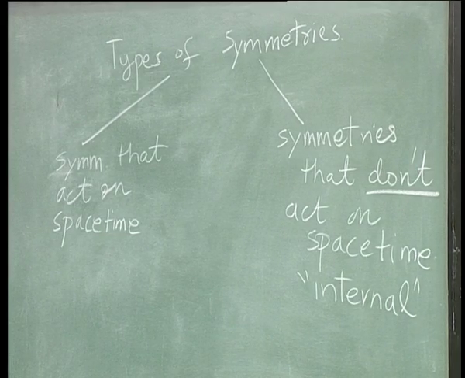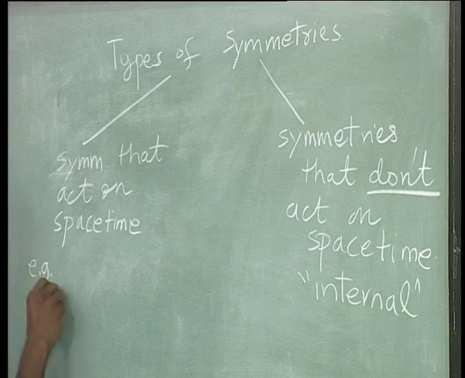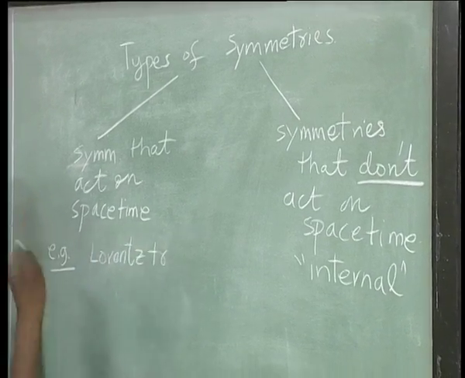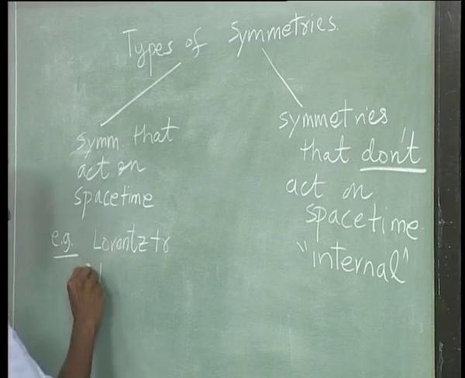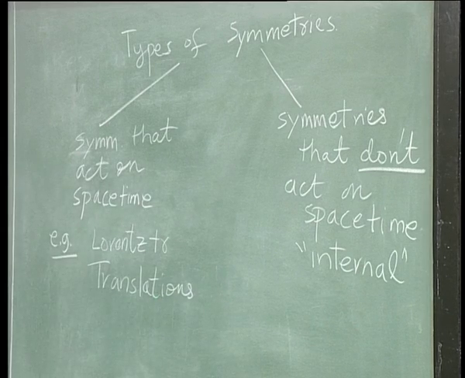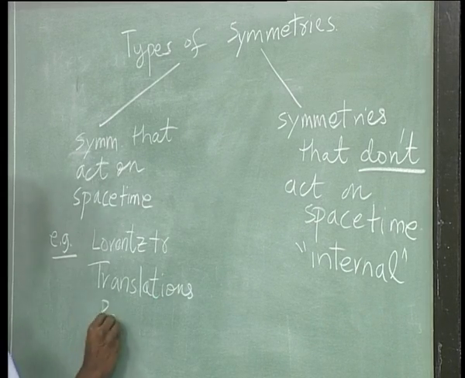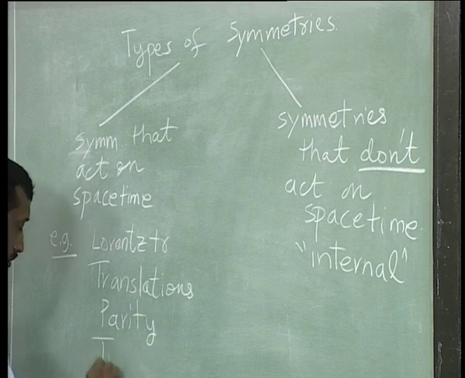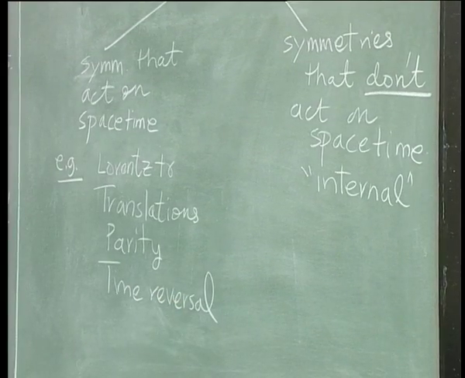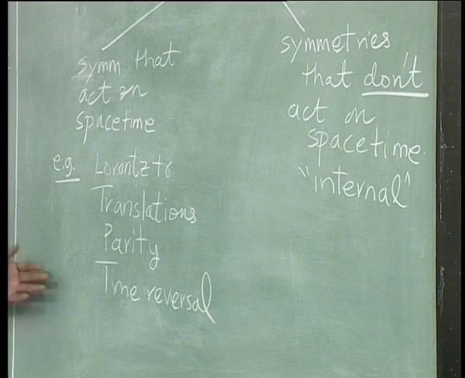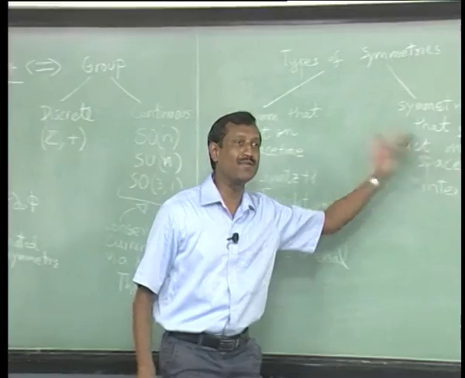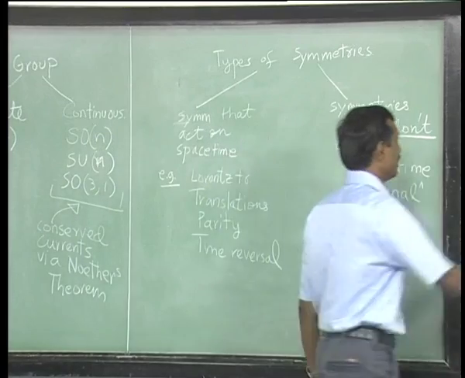We have already seen examples of the first kind. These would be Lorentz transformations, for instance. Also translations in spacetime. These two are examples, as are parity and time reversal. All these are examples of symmetries that do act on coordinates. By coordinates I mean space and time coordinates. While an internal symmetry will act on field space, so I will give you an example. Let us look at an example.